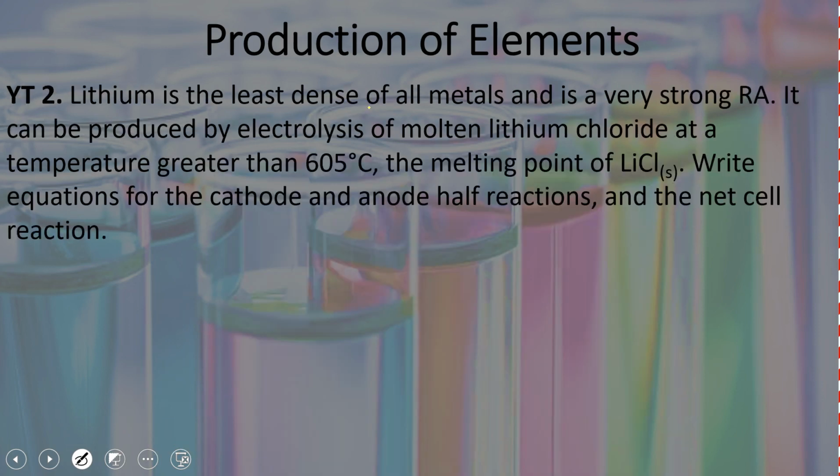Okay. Same kind of reaction here, right? Lithium is the least dense of all metals, it's a very strong reducing agent, and can be produced from electrolysis of molten lithium chloride at a temperature of 605 degrees Celsius. That's the melting point of it. What equation would occur at the cathode, what equation would occur at the anode, and then write the cell reaction. Same thing. So if I'm going to write out what reacts here, this is lithium.